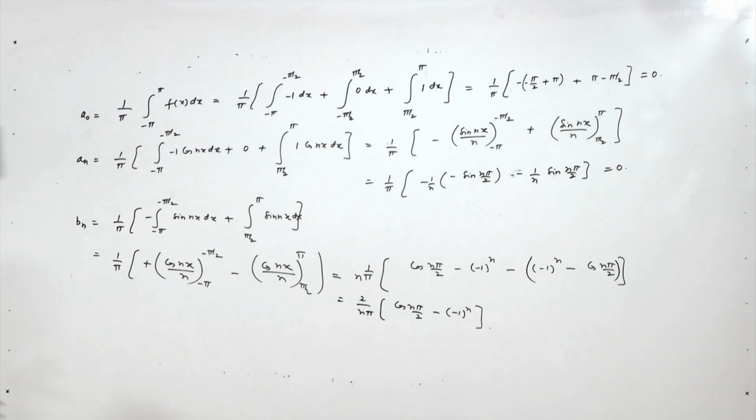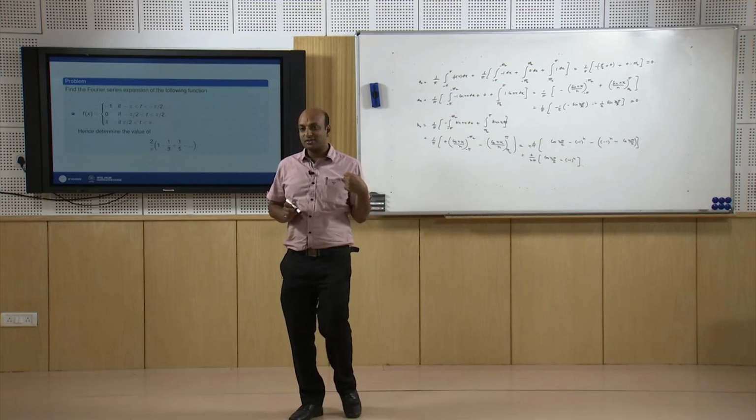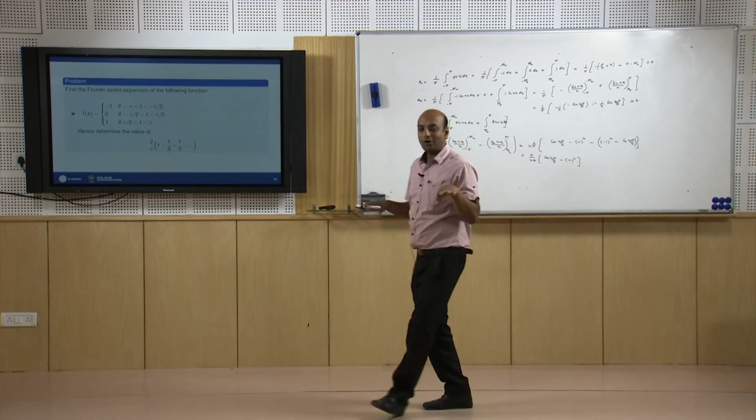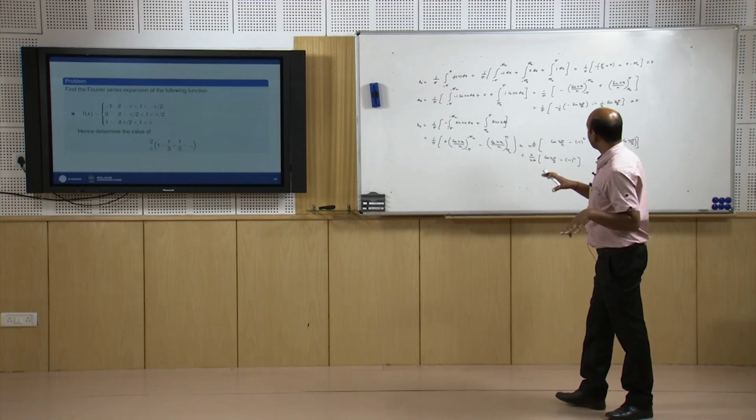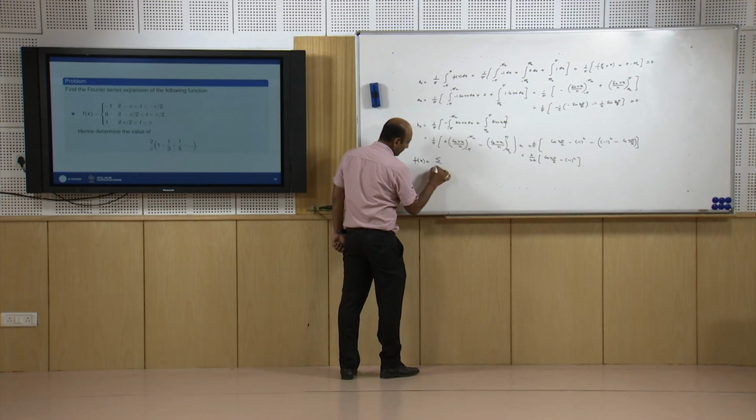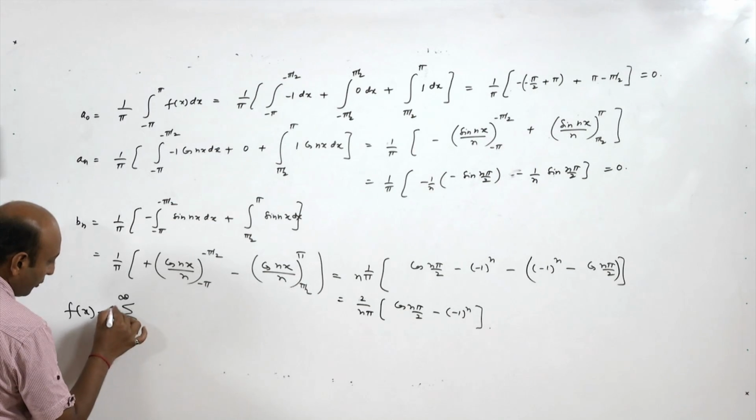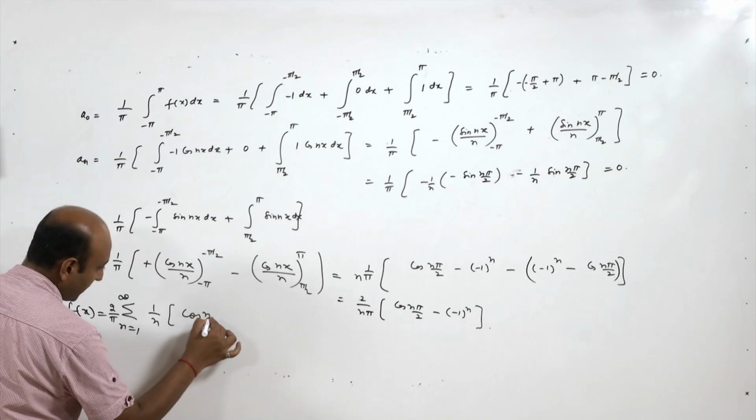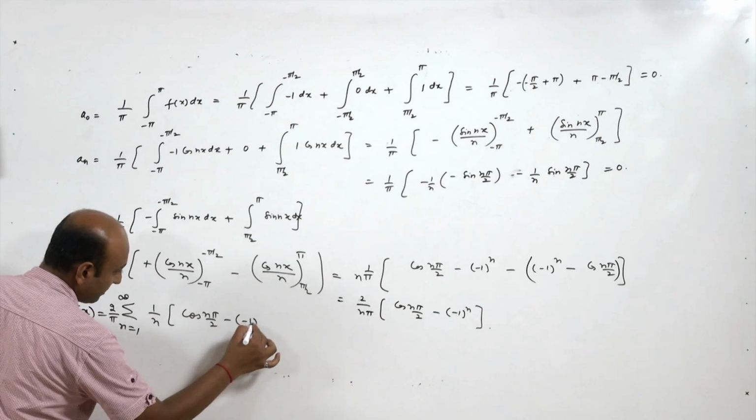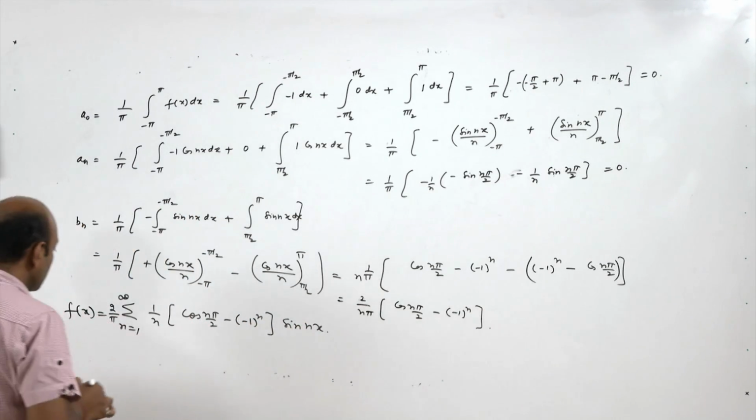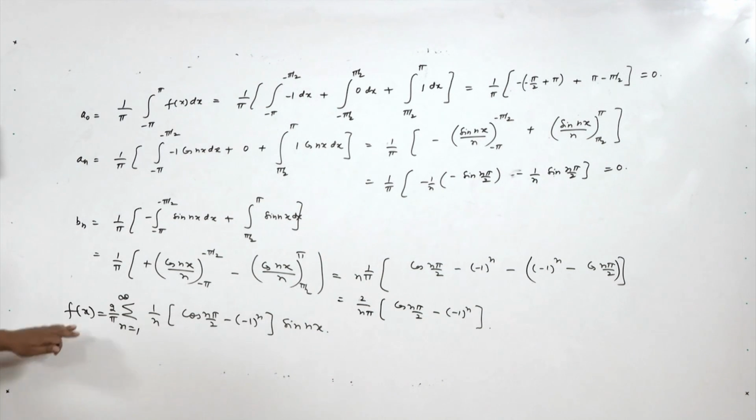Okay. So, in this expression we have a naught and a n are 0. So, for this function f x we have only the sine terms on the right hand side, because a naught and a n are 0. So, what will be f x? f x will be nothing but summation n from 1 to infinity, 2 upon pi can come outside, it is 1 upon n, and it is cos n pi by 2 minus minus 1 to the power n into sin nx. So, this will be the expression of this function.